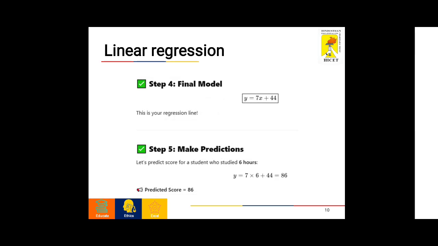Next, step 4, the final model. We get y equal to 7x plus 44 using the straight line formula. This is your regression line formula. From this we can make predictions. For example, let us predict the score for a student who studied 6 hours. We get y equal to 7 into 6 plus 44, which is 86. So for 6 hours of study, the predicted score is 86.